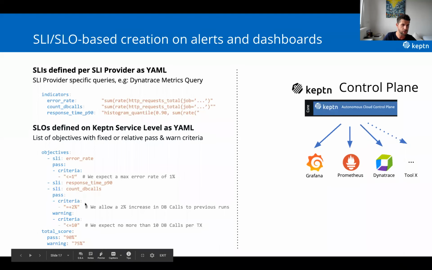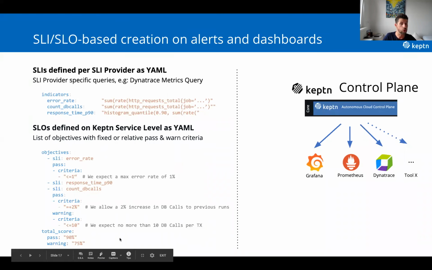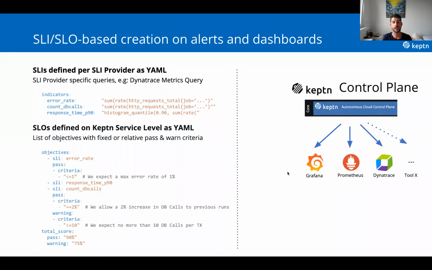So if the pass criteria is not fulfilled, Keptn will also check for the warning criteria and then give you basically a total score. And you can also use this file for configuring Prometheus and Grafana in your monitoring tools or your data provider tools.